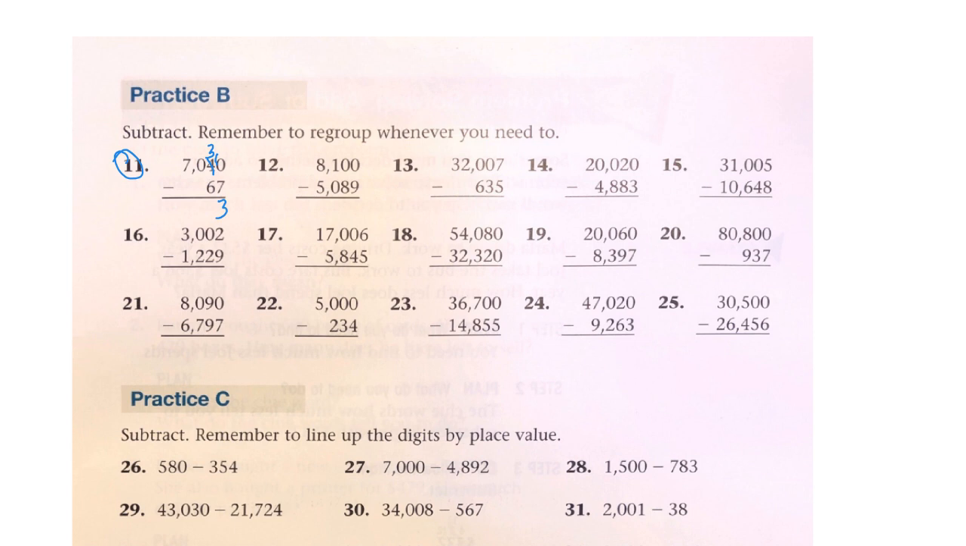6 is bigger than 3, so we need to regroup. But there's nothing in the hundreds column, there's just a 0. So we go to the thousands, and now we can regroup one of those, so it's now 6. Give it to there. Then we can regroup. So 10 becomes 9, 13. So 13 minus 6 is 7. 9 take away nothing is 9. 6 take away nothing is still 6. So that's how we can regroup whenever we need to.